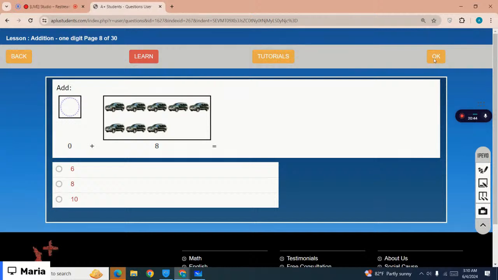The correct option is 8 plus 0 equals 8, right? That means when you add 0 to any number, the number stays the same. So when adding 0, the number stays the same. 8 plus 0 is 8. Got it? Okay, you can complete the lesson by yourself later today. Let's move on to the next lesson.